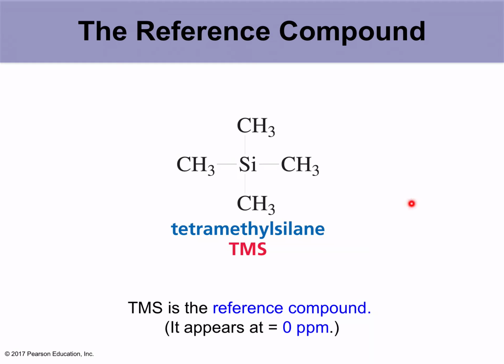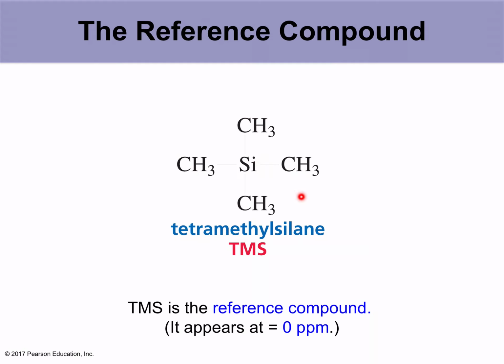We normally use a reference compound. The reference compound is tetramethylsilane. If you look at this, there are 12 hydrogens: 3, 6, 9, 12. Yes, 12 hydrogens. All of them are connected to carbon, and those carbons are connected to silicon.